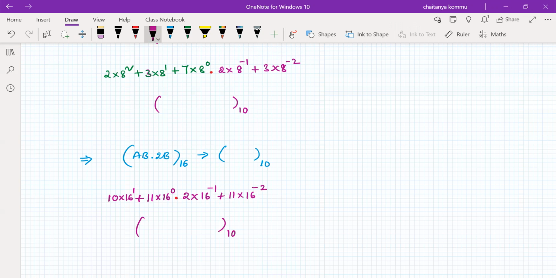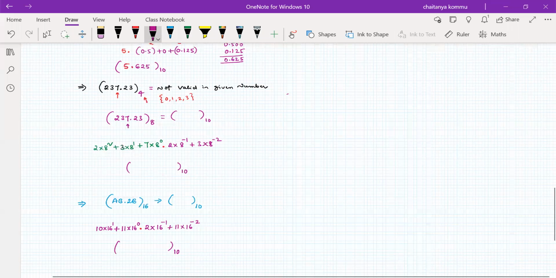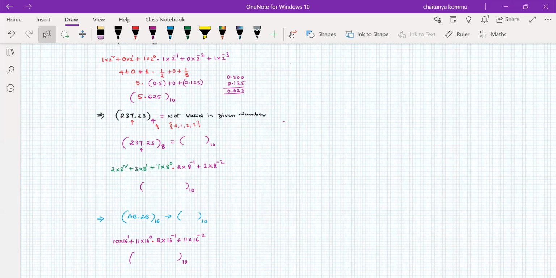Everyone from the class has to do this kind of problem. Without practice, you are not able to do it in the examination. It is very simple. Once you practice 4 or 5 examples like this, you will understand how to convert any number system into the decimal number system. We have seen integers, and integers with fractional parts, the complete number.